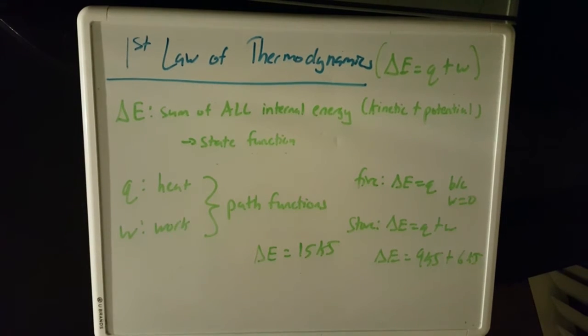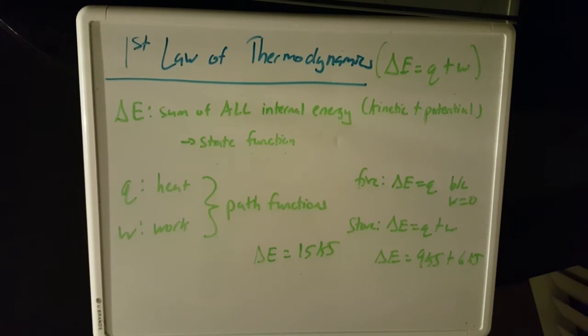So basically, if you have two internal energies that are the same, they can do different things depending on the path that they take. So Q and W are path functions, and they can take different paths to define different chemical reactions.